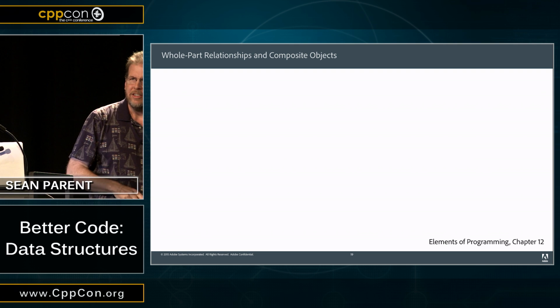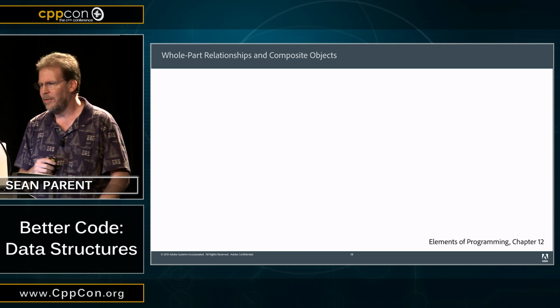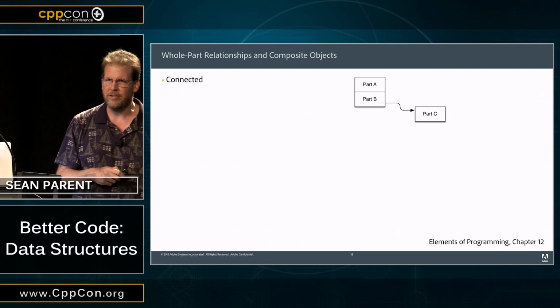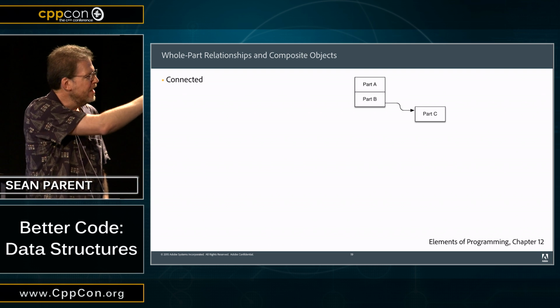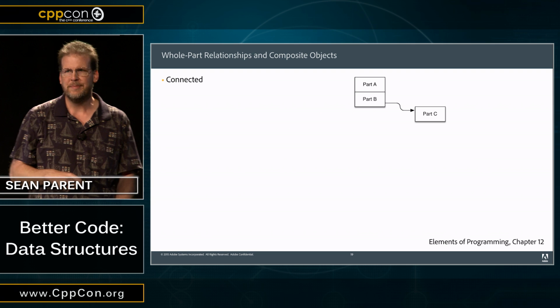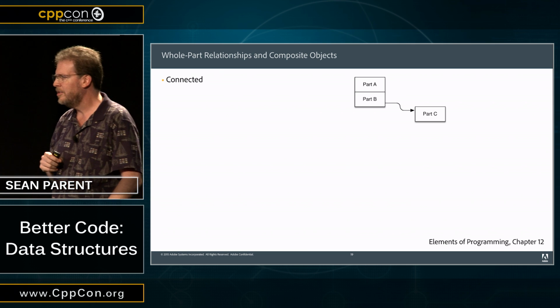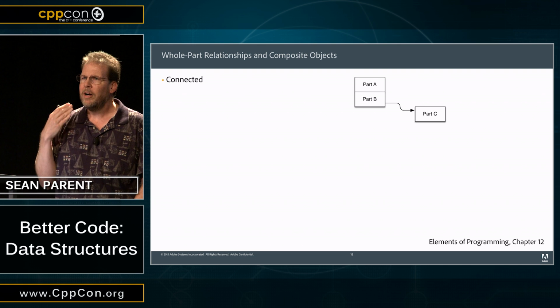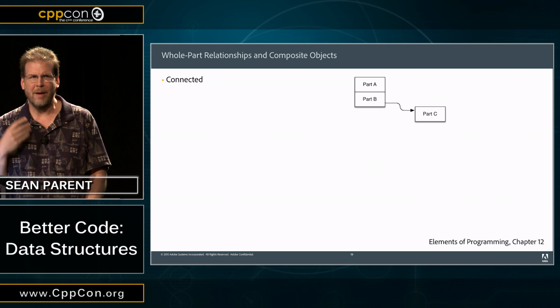There's one more relationship that's of particular interest that I want to talk about. And this is the whole part relationship. This is defined in Chapter 12 of EOP. Okay? The whole part relationship is what allows us to talk about composite objects. A whole part relationship has 4 properties to it.